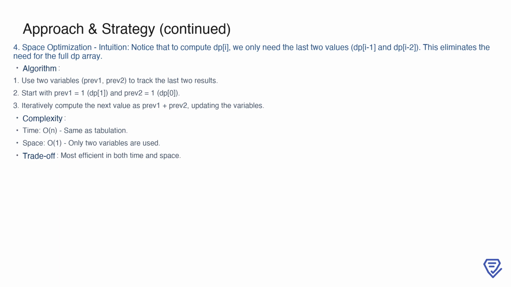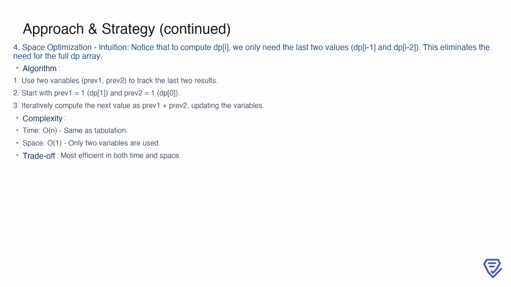The space optimization approach builds on the tabulation method by recognizing that we don't need to store the entire dp array. To compute dp[i], only the last two values, dp[i-1] and dp[i-2], are required. This allows us to reduce the space usage to O(1) by using just two variables.